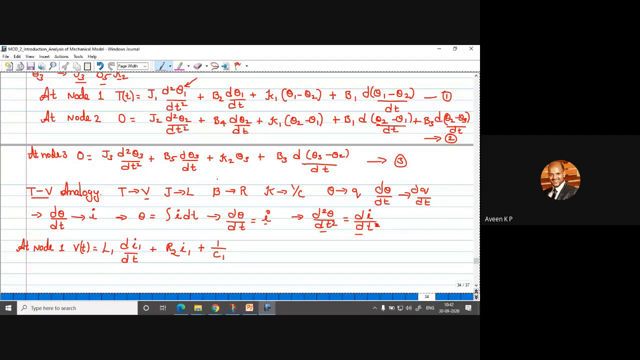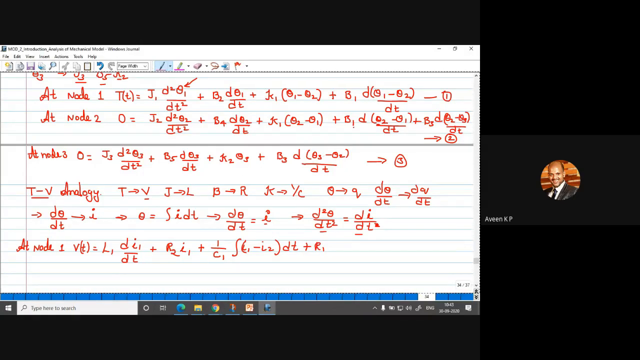Theta 1 is nothing but the integration of I dt. So, integrating, we have theta 1 equal to the integral of (I1 minus I2) dt. In a similar way, we shall represent B1 as R1.